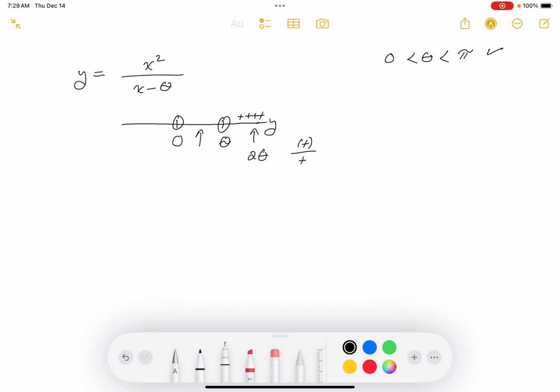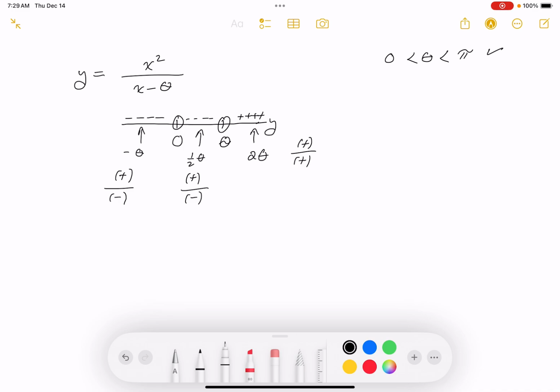Well, let's go between 0 and theta, and a good value there would be, maybe half of theta. You plug in on top, it's still positive. What do you get on bottom? Well, half of theta minus theta is minus 1/2 of theta. Remember, theta is between 0 and pi, so that'll be a negative number, so I get negative over here. Now, what do you do over here? Pick a value like minus theta. Plug it in top, you get positive. Plug it in bottom, you get minus theta minus theta. And again, theta is between 0 and pi, so it's a negative number. So it remains negative. All right?